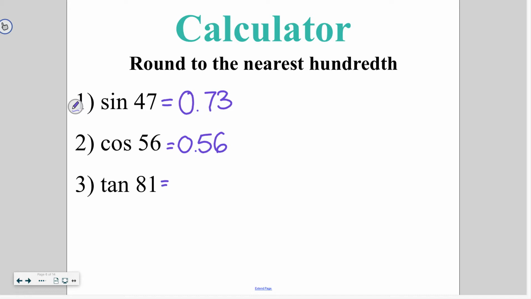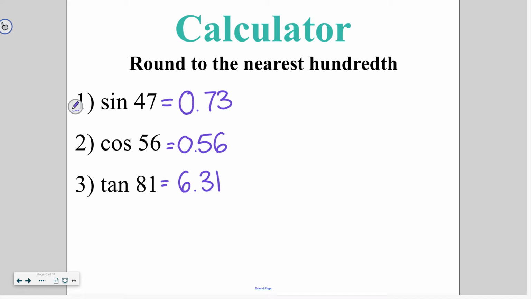0.56. Last one we're going to try is tangent of 81, close that parenthesis, and you're going to end up with 6.31. If you do not have one of the calculators from class at home, that's totally fine.